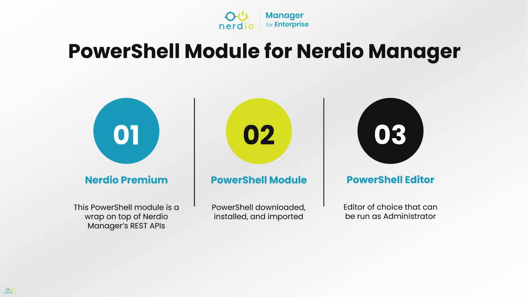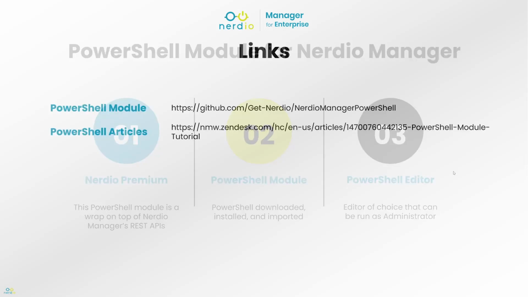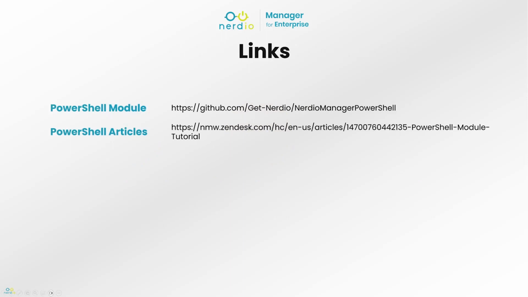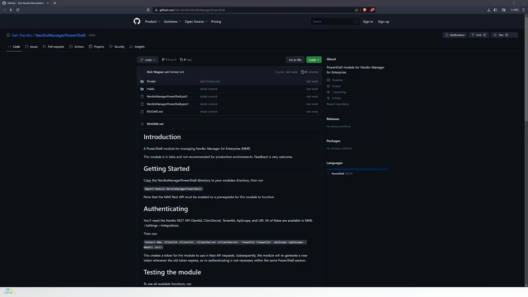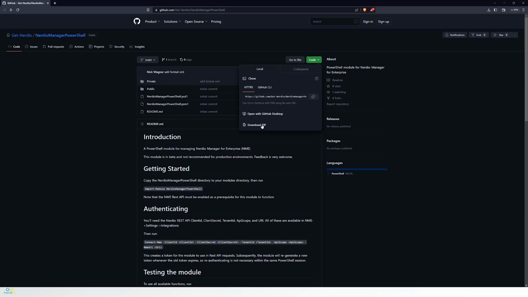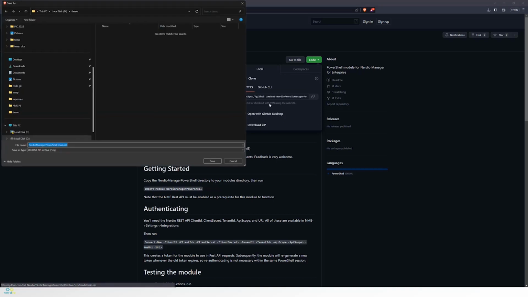And thirdly, and this is a soft prerequisite, you will need a PowerShell editor. To move forward, we need to go and download the PowerShell module, and you can see the link on your screen. I have opened the link from the previous screen. The link points to our GitHub repo, where we can download the zip file that contains the PowerShell module.